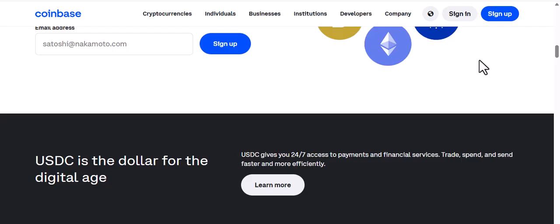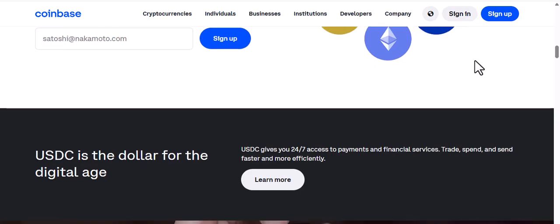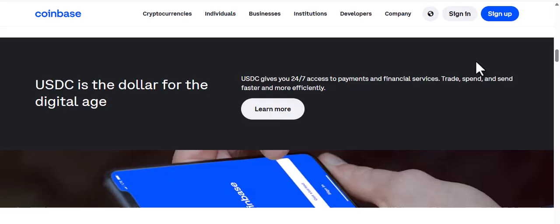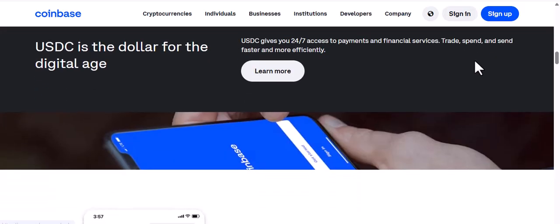Then, there's the spread. Think of this as the difference between the price Coinbase buys crypto for and the price they sell it to you for. This is a built-in cost, usually around 0.5%, that you'll pay on every buy, sell, or convert order on the main Coinbase platform. It's how they guarantee you a fixed price for your transaction.